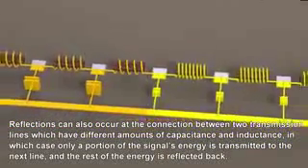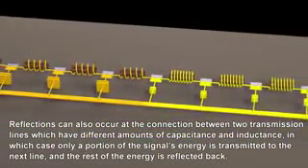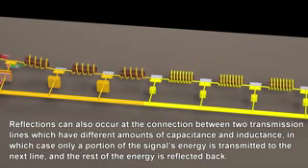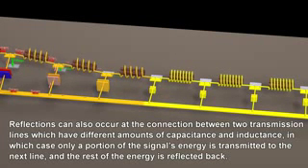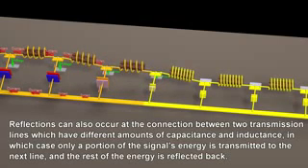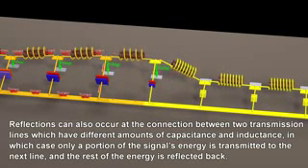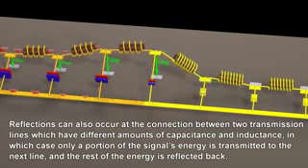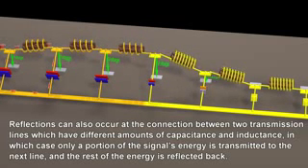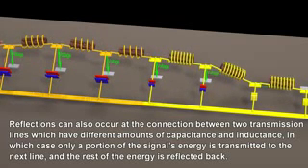Reflections can also occur at the connection between two transmission lines which have different amounts of capacitance and inductance, in which case only a portion of the signal's energy is transmitted to the next line, and the rest of the energy is reflected back.